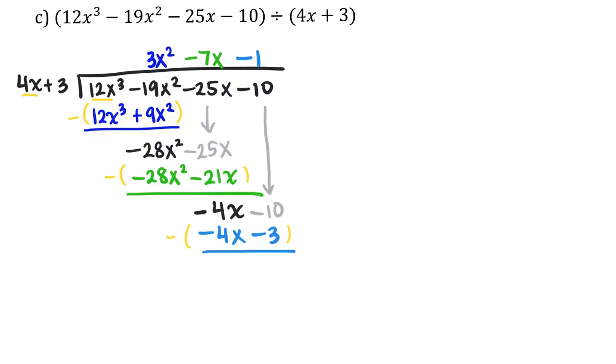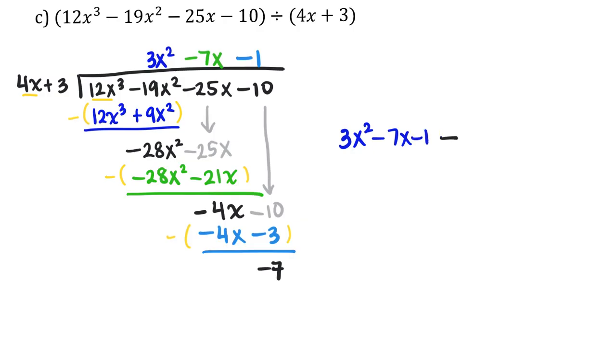Negative 4x plus 4x is nothing. Negative 10 minus negative 3 is negative 10 plus 3, which is negative 7. Okay, remember that's my remainder. Let me write my answer. 3x squared minus 7x minus 1. My remainder is negative 7.